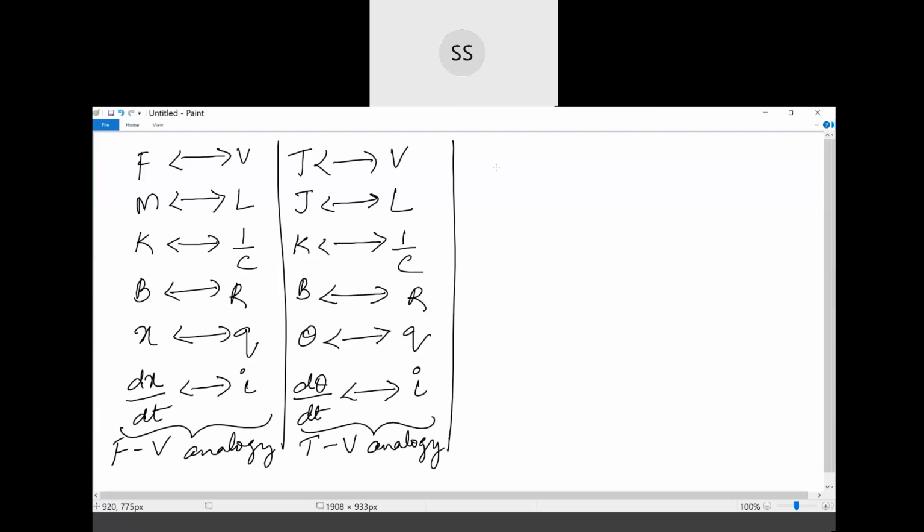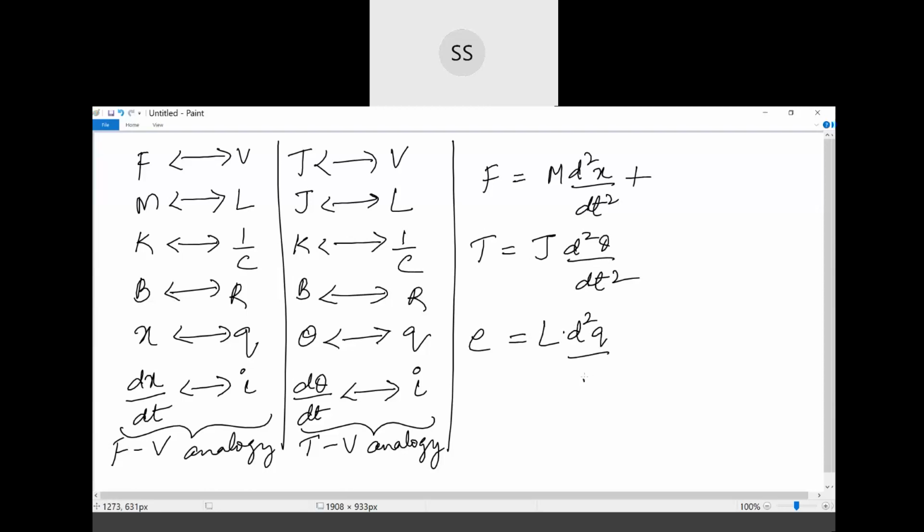So this analogy is known as torque voltage analogy, and that is clear from these equations also. F is equal to what? M into d square x by dt square. Here we write T is equal to J into d square theta by dt square. In case of electrical systems, we write E is equal to L into d square q by dt square as the first element. Here itself you can compare. There is an analogy between M and J, then J and L. Similarly, X, theta, Q are analogous to each other.